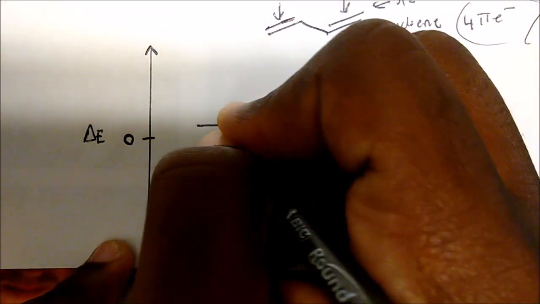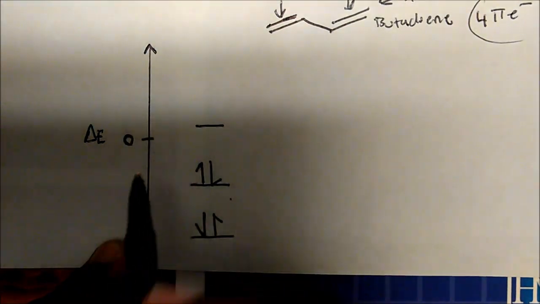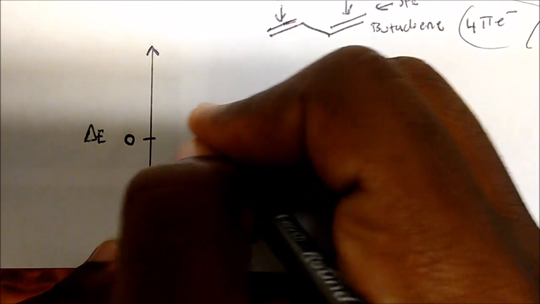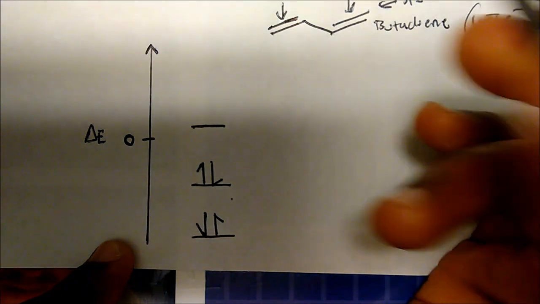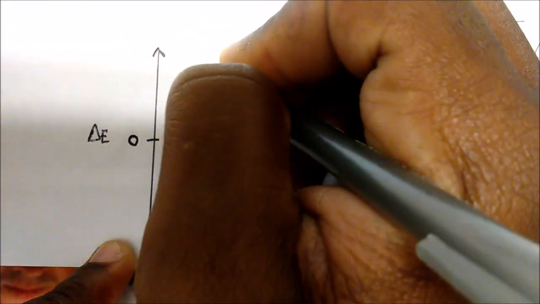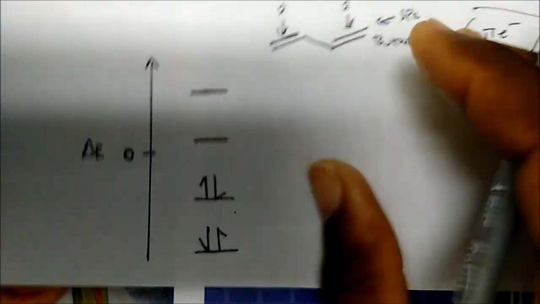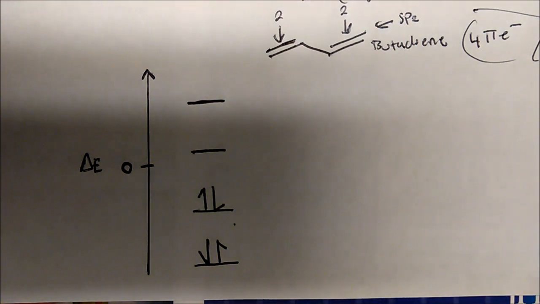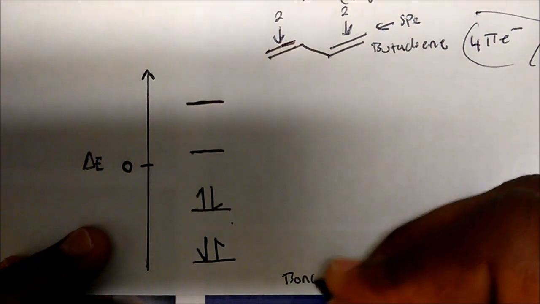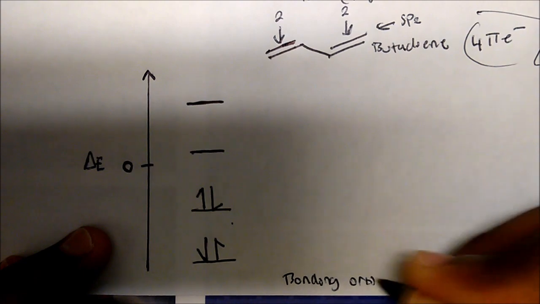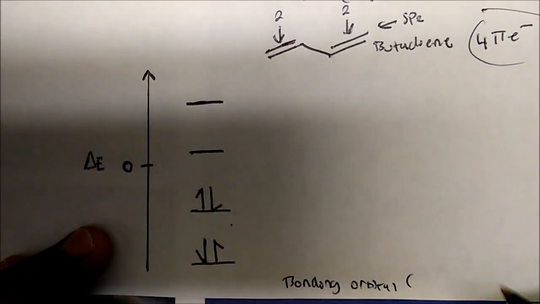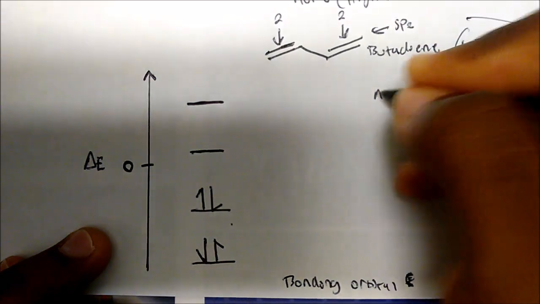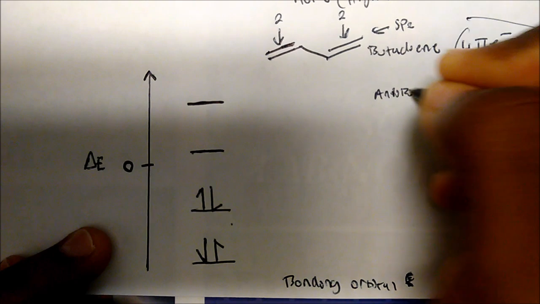So we have 1. Notice our delta G now becomes positive, which means the reaction is non-spontaneous, right? So these will not cause our reaction to occur. So we have 1 and then we have 2. Now we are out of electrons to show. There are no more pi electrons. So again, this is our bonding orbital, and this is our anti-bonding.